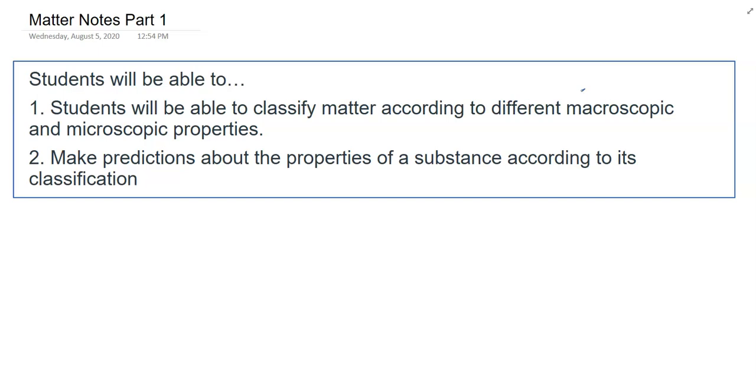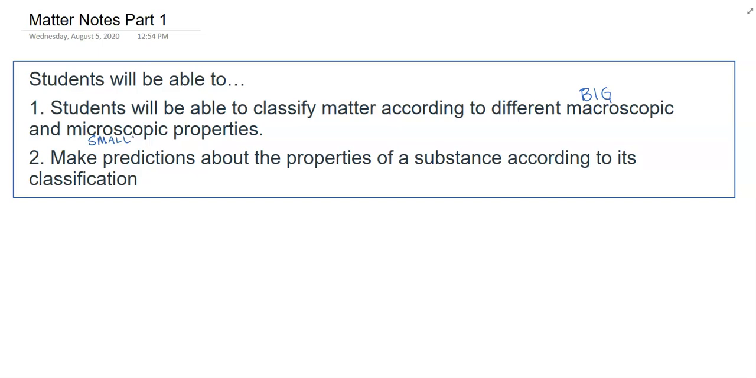Okay, and so your objectives today are to be able to take either macroscopic, which are big, or microscopic, which are small atomic properties, and be able to classify matter according to them. Then once we start classifying bigger pieces of matter, not just individual atoms, but compounds, molecules, bigger substances, we want to be able to make a prediction based on the classification about how that substance will act or behave.